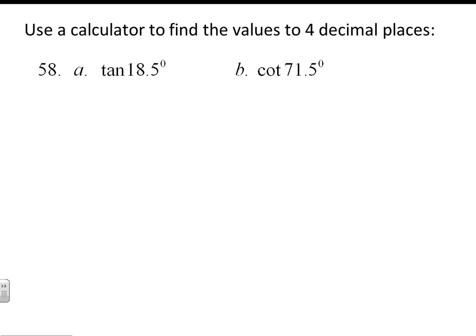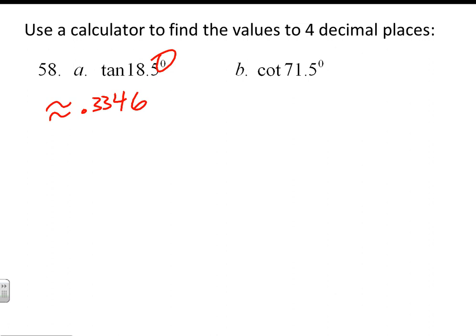Use a calculator to find the value to 4 decimal places. How could we possibly miss this on our calculator? You better make sure that you are set to degrees. So as I do this problem, I am punching this in my calculator as I speak. Tangent of 18.5 set in degrees is 0.3346 to 4 decimal places.